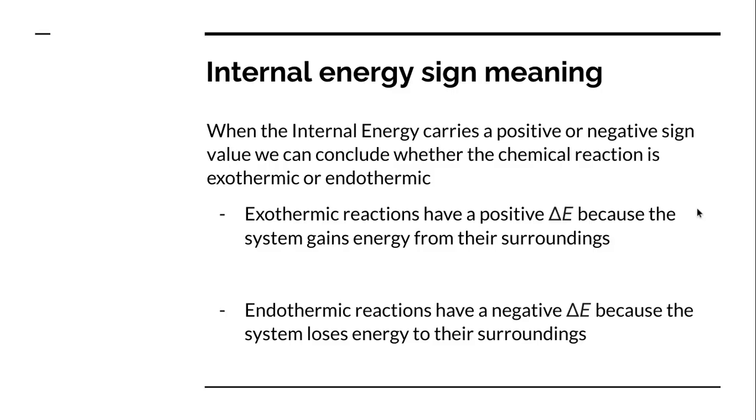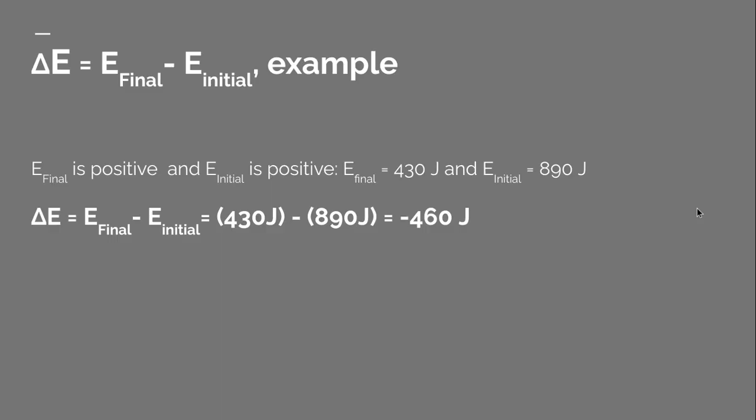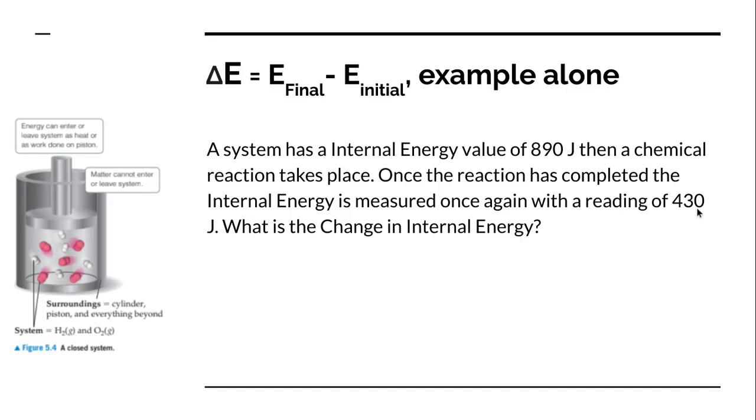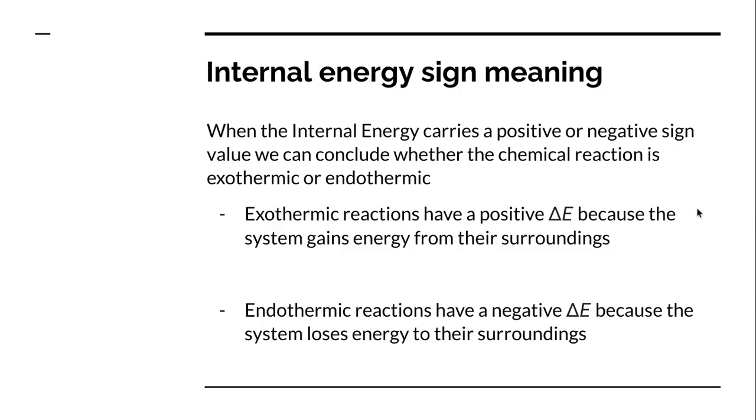So whether it's a positive or negative sign, we can conclude whether it's exothermic or endothermic. Whether it's negative, like the one you just did by yourself, that will be an endothermic reaction because of the negative sign value. It means that it's losing energy to the surroundings. Whereas if it's a positive, like the first one we did together, that's going to be exothermic because it's gaining energy from its surroundings.